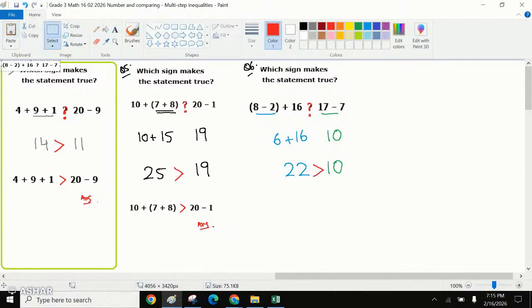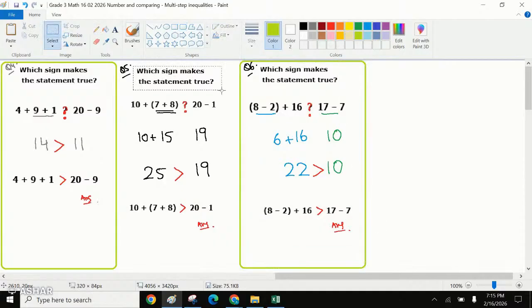So copying the same statement from the main question, we can replace the original sign, the question mark, with the sign that we got, and we can say this is greater. Agreed?